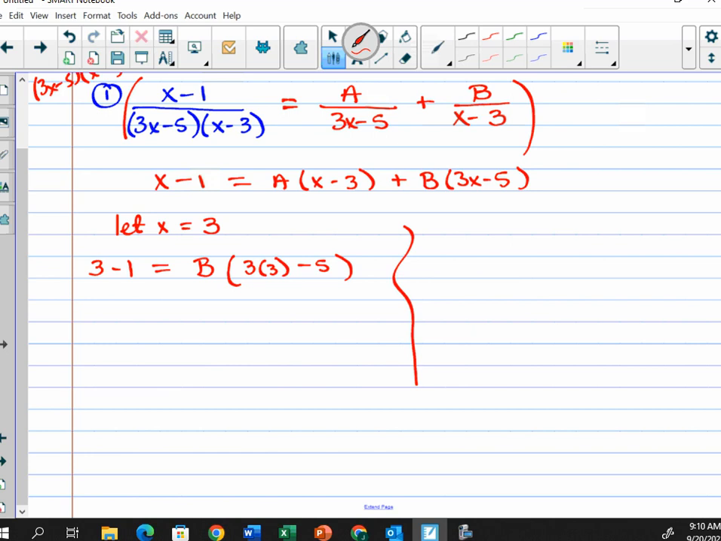And now you are back to just a very basic equation that you're solving. So 3 minus 1 is 2 equals, what do I get over here with my B? 4B. So solve for B. Are we okay with B is 1/2? Weird, right? But not that hard.